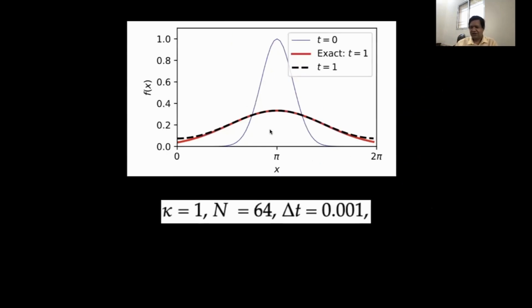Now this is the solution using the FD method for the same diffusion problem. We had a Gaussian, exactly the same initial condition as I did for spectral. The exact solution is the solid red, and the black dash is the numerical solution. Delta t is 0.001, N is 64, and kappa is 1. Both methods look roughly similar. Okay, here there's slightly more error for finite difference, but we are doing okay.